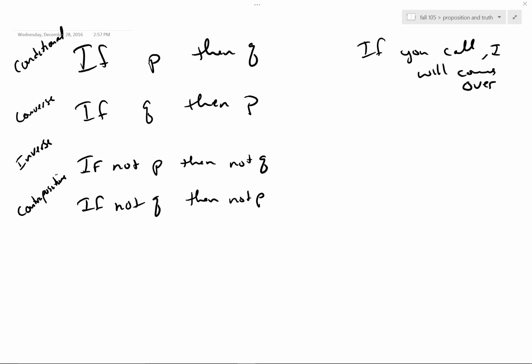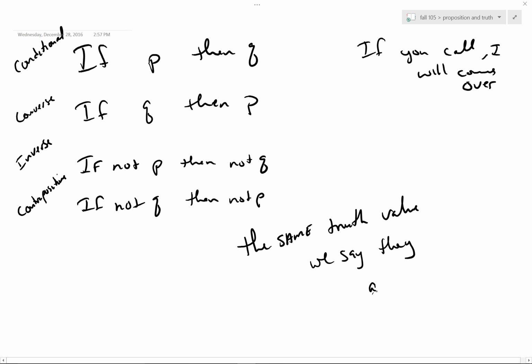So, if they have the same truth value, when it's all said and done, we say they are equivalent. We say they're equivalent statements. They're logically equivalent. Okay? So we're going to do several of them, see what you think about them. Going to play it by ear, see where we end up here.